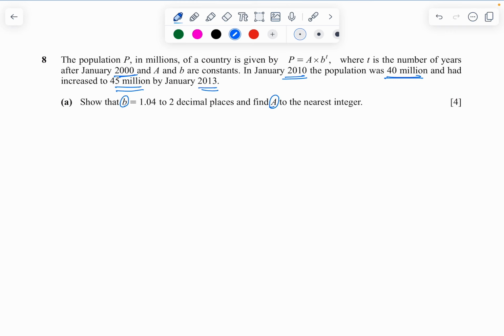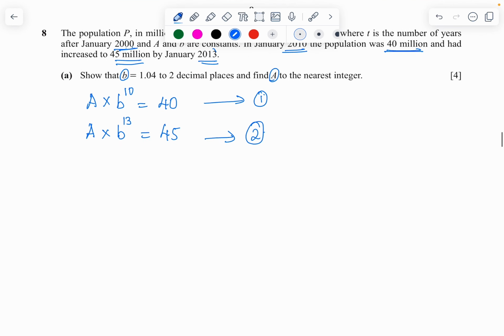So A times B to the power of 10, from 2000 to 2010 it's 10 years, is equal to 40 million. This is the first equation. And what is the second equation? A times B to the power of 13, because from 2000 to 2013 it's 13 years, equals 45 million. It's the second equation. So I'm going to put them together.